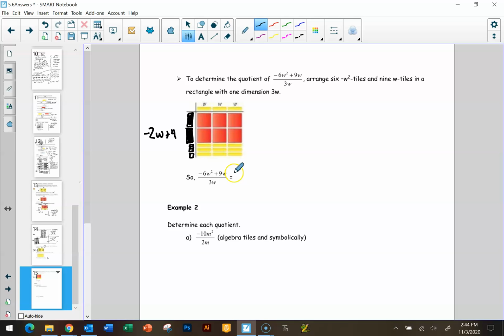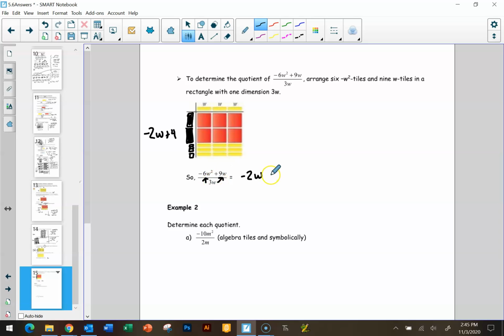So if we do this symbolically down here, remember we've got to divide the numerator by the denominator, which means the 3w has to apply to both the negative 6w squared and the 9w. If we divide negative 6 by 3, we're going to get a negative 2. If we divide w squared by w, we're just left with w, and that's from our Unit 2, the exponents and the exponent laws.